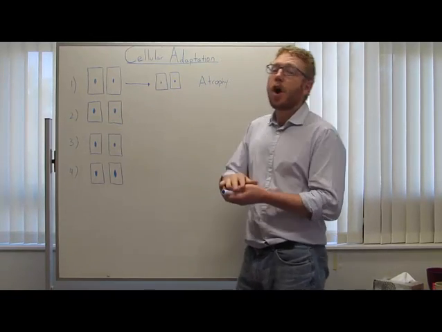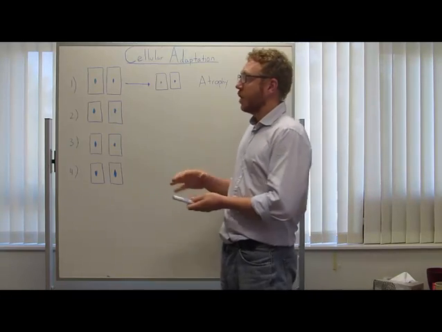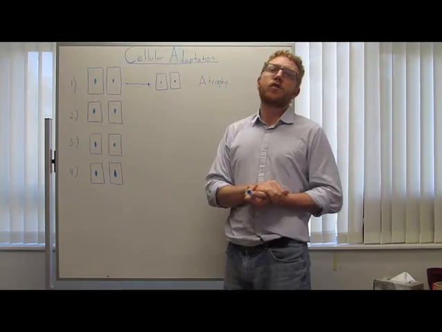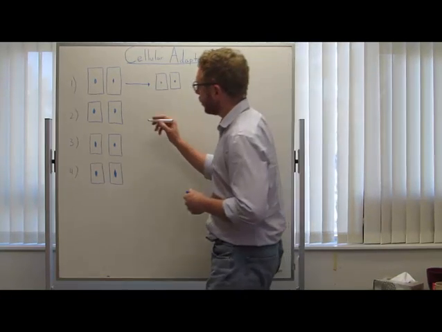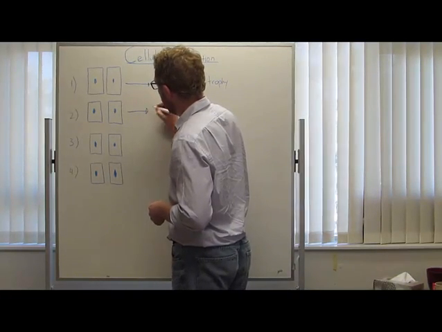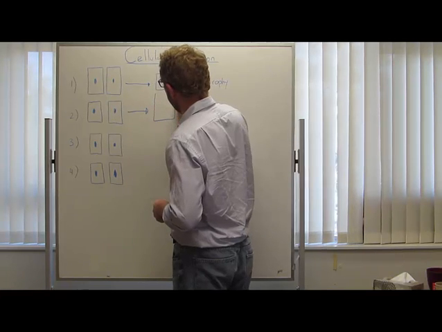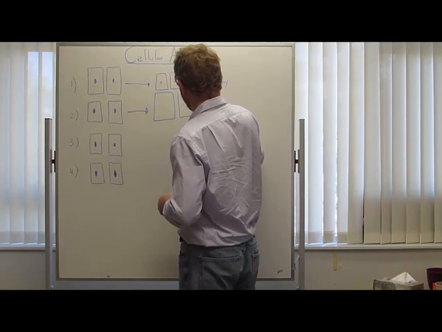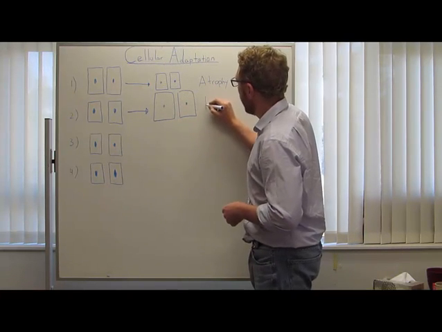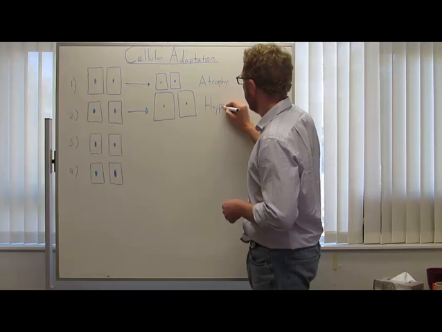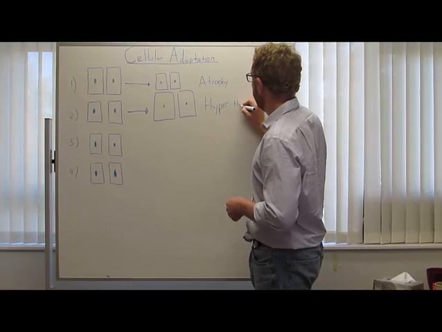Secondly, we have the opposite of atrophy, which is an increase in size. This is usually as a result of more or greater demand. So in this case, the cells, as you'd guess, get bigger. And this is called hypertrophy.